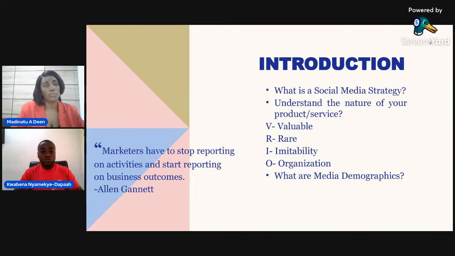Now, after you have gone through this framework, you'll understand whether the product that you have has competitive advantage. Then you know where exactly it has its competitive advantage. Is it in value? Is it in being rare? Is it in its imitability? Or is it in the organization where you are? Then, after you have stated this, look at the demographics, the social media demographics. You have to understand whether the product you have fits a specific social media platform that you are looking at.